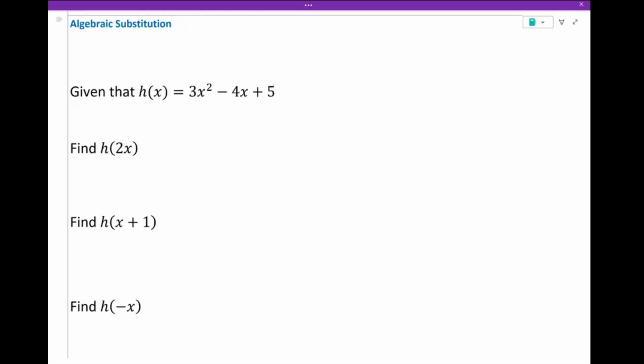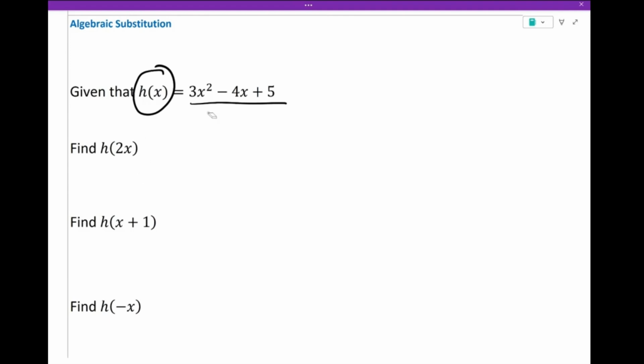We're now going to look at substituting algebraic expressions into functions. We've been given a function here called h(x), and it's equal to this quadratic here. We're being asked to find h of 2x. So that's how I say it out loud, h of 2x.